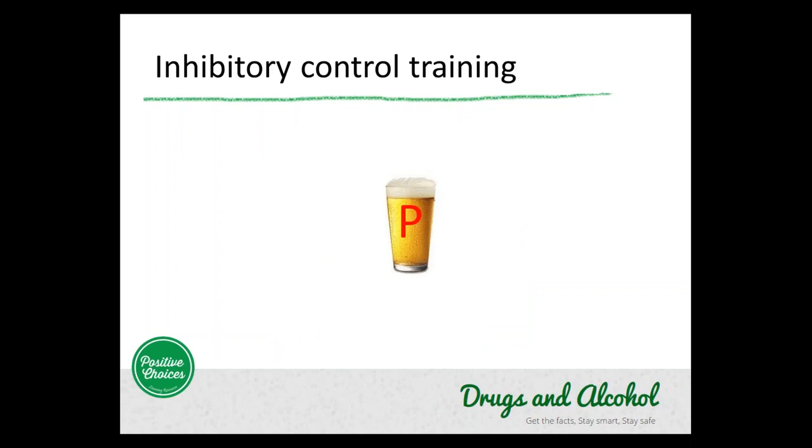So here we see the letter P, and the participant should not press the spacebar. Letter F, press the spacebar. Letter F, press the spacebar. P, don't press the spacebar. P, don't press the spacebar. F, press the spacebar. So that's just a quick introduction to what the inhibitory control training involves.